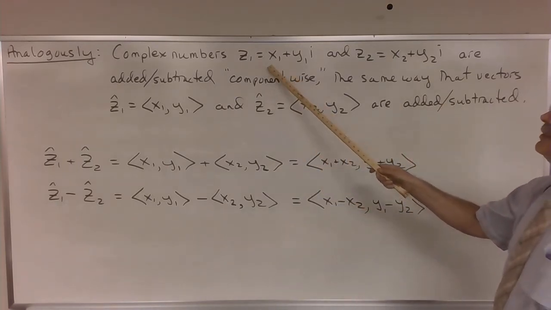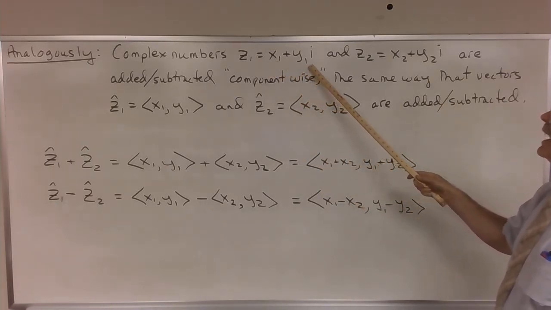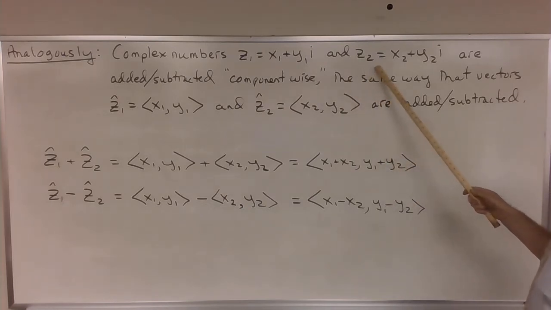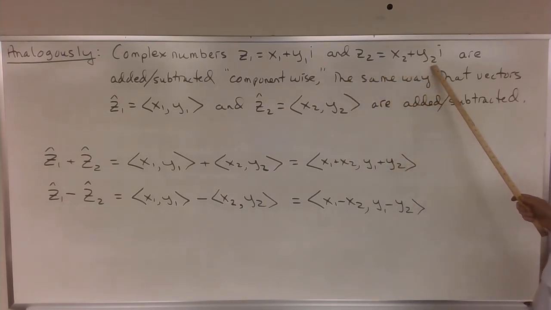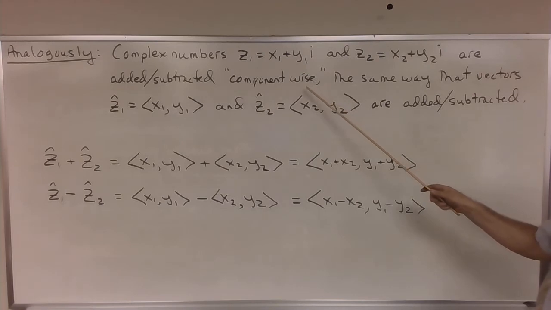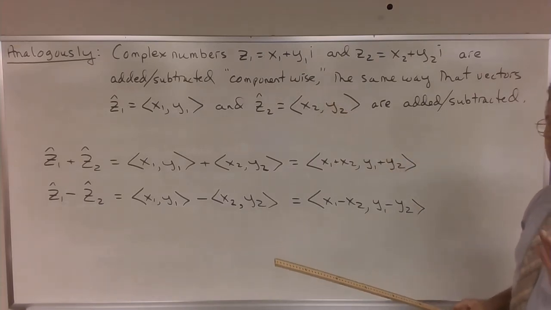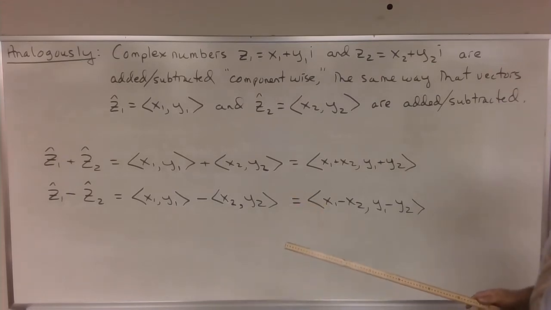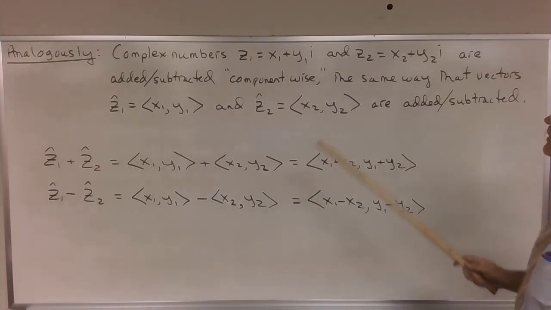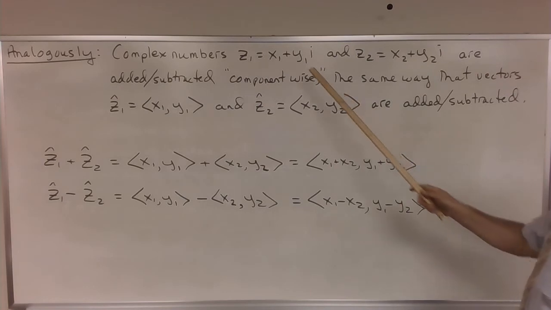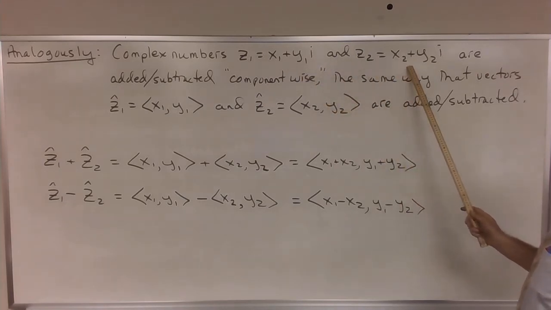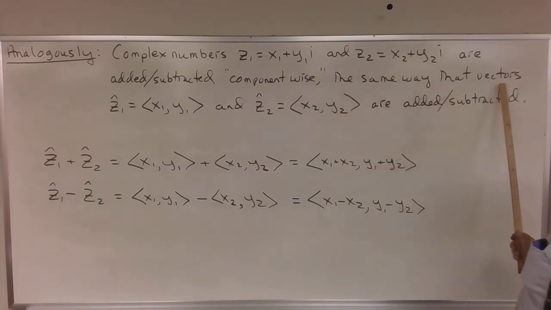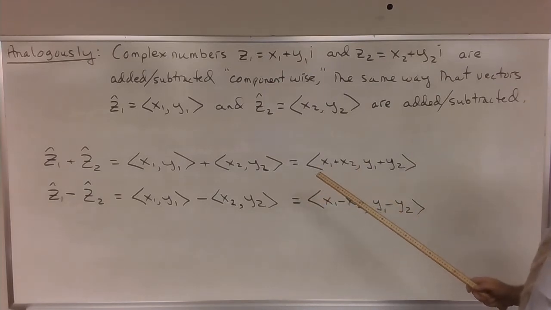Complex numbers z1 equals x1 plus y1i, and z2 equals x2 plus y2i are added and subtracted component-wise. Remember that from linear algebra? We add and subtract vectors component-wise. So complex numbers are added and subtracted component-wise, the same way that vectors are added and subtracted.